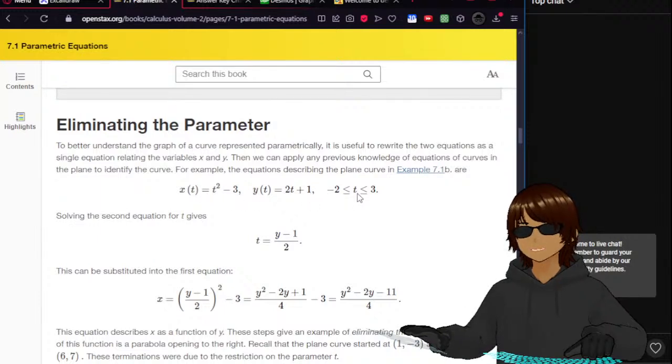And t is from minus 2 to 3. So then t square would be 4 to 9, right? And if you subtract 3 from both sides, you get 1 to 6.